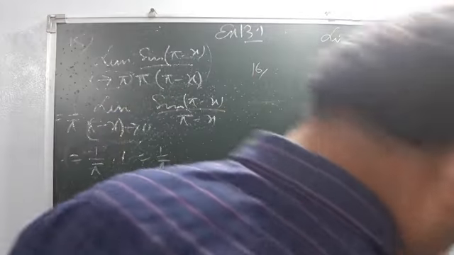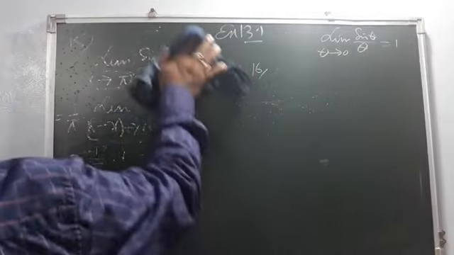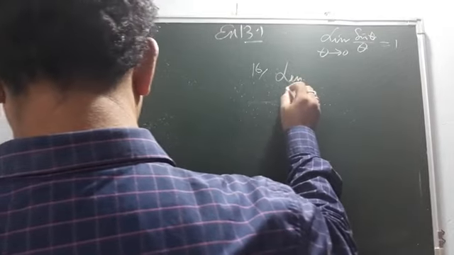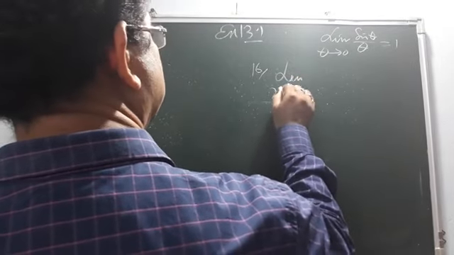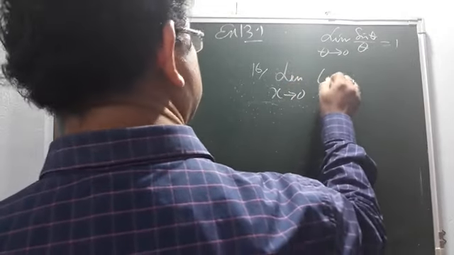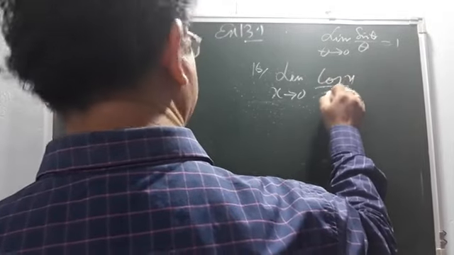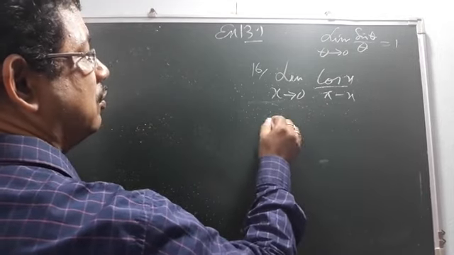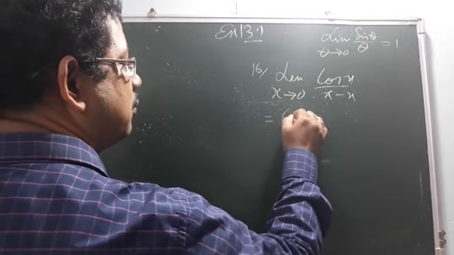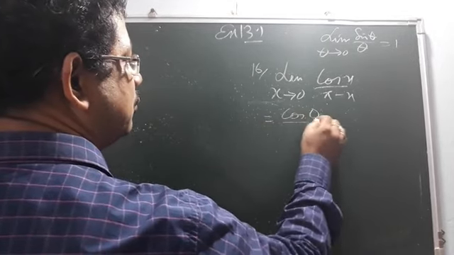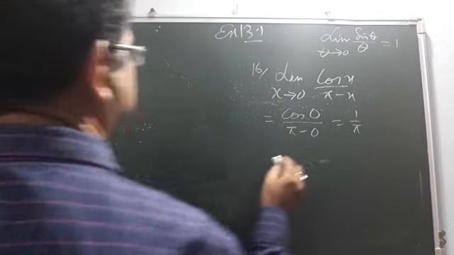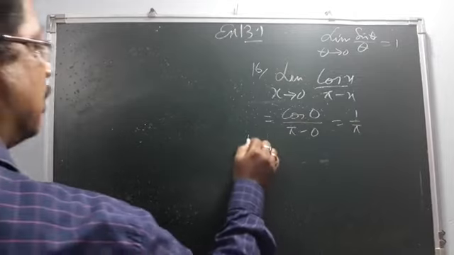Now question number 16. In this 16 it is limit x tends to 0 of cos x by (pi minus x). Now students, if we put 0 directly, then no problem, because cos 0 is 1 and pi minus 0 is pi, so 1 by pi is the answer.